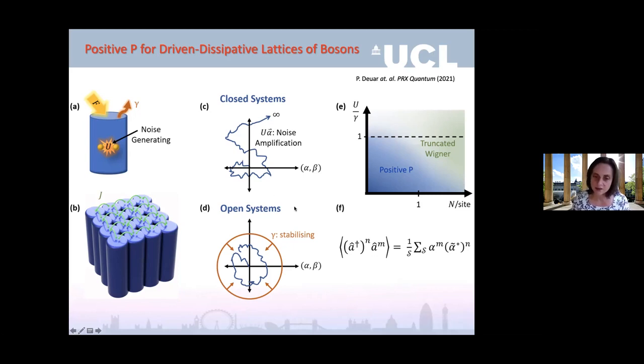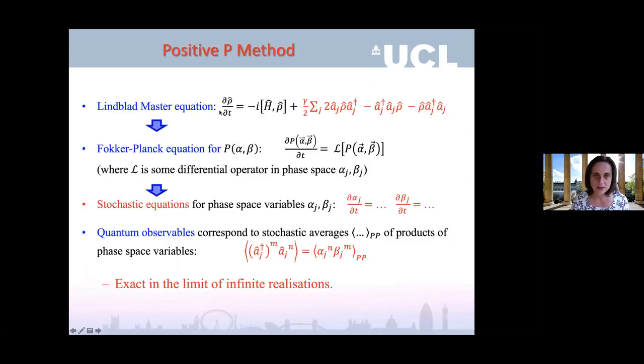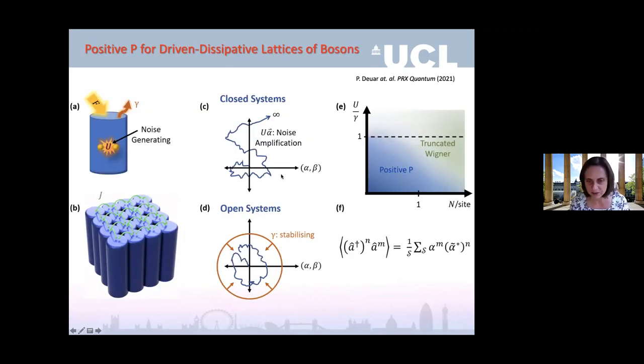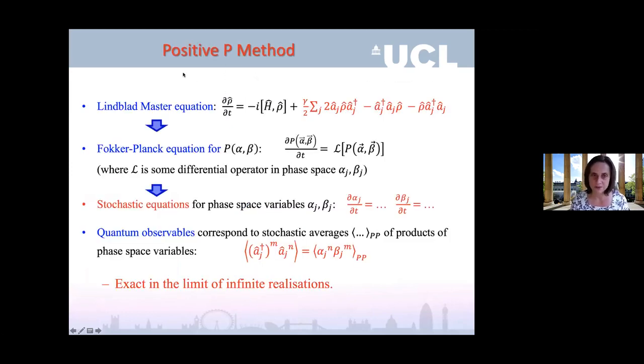So it turns out that drive and dissipation somehow damp the entanglement to the extent where the trajectories actually get stabilized, and the applicability of positive P is much larger. We looked, in particular, at the driven dissipative Bose-Hubbard model in that context. So what is the positive P method?